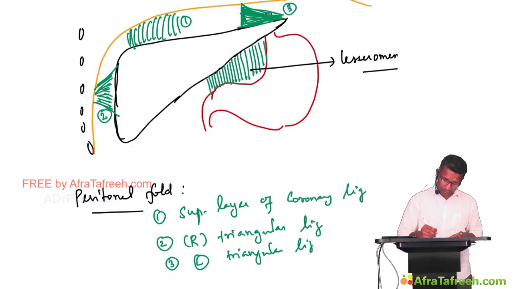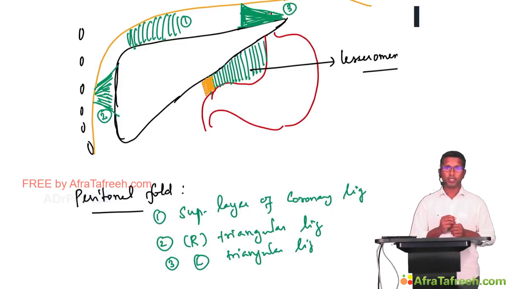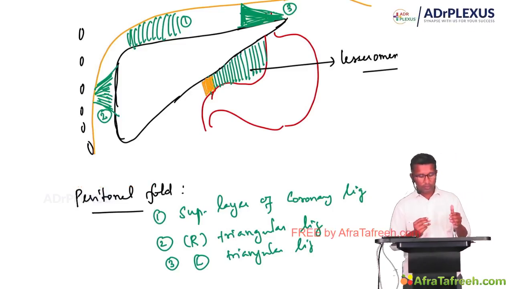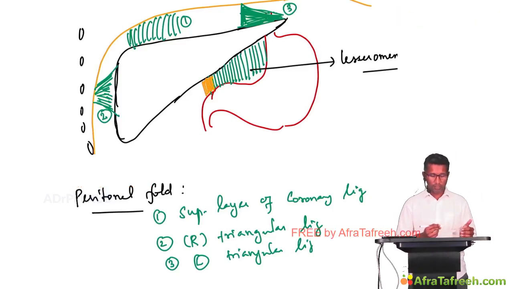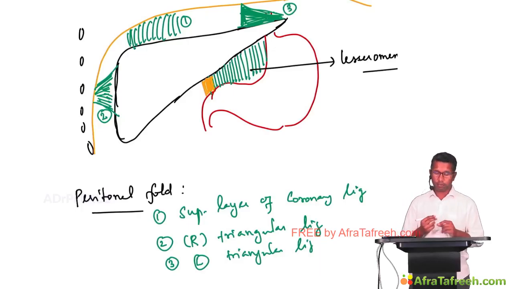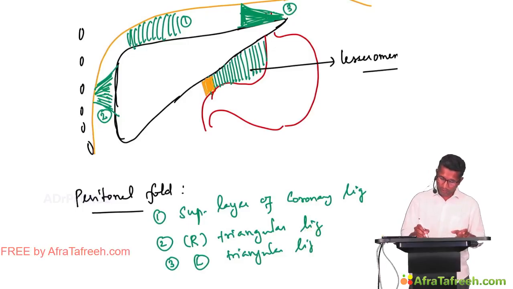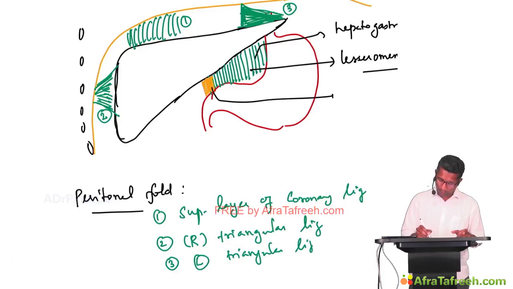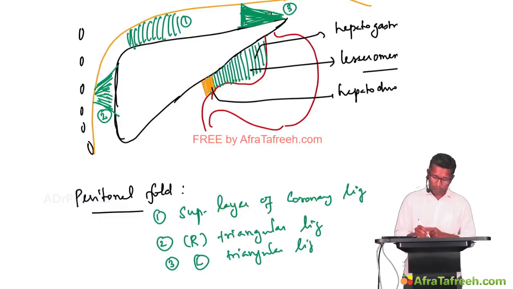I'll just draw it in a different color. The lesser omentum is divided into two parts here: the one running from the liver to the stomach, and the one running from the liver to the duodenum. This part is called the hepatogastric part, and this part is called the hepatoduodenal part. Clear? Both are parts of the lesser omentum.